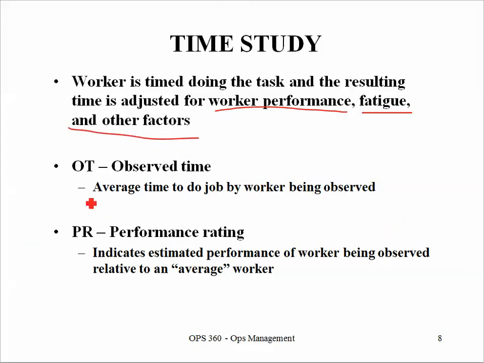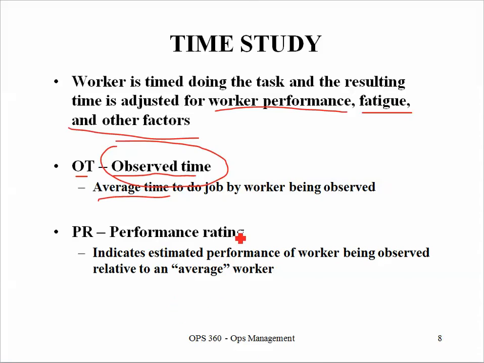So let's introduce some basic terminology here that we can use to help us calculate or get a good time estimate. OT stands for the observed time. That's what the intern actually observes when the intern goes down and watches the person doing the job over and over again. They're going to watch the person do the job multiple times, take an average of those times, and that average time is going to be called the observed time.